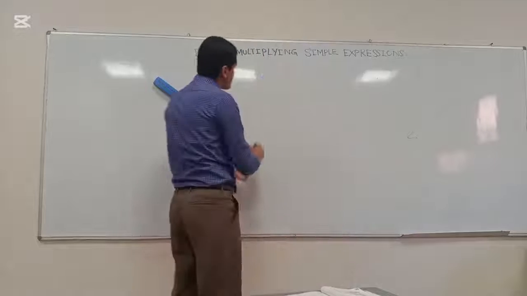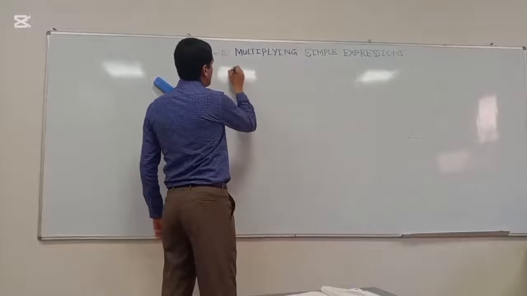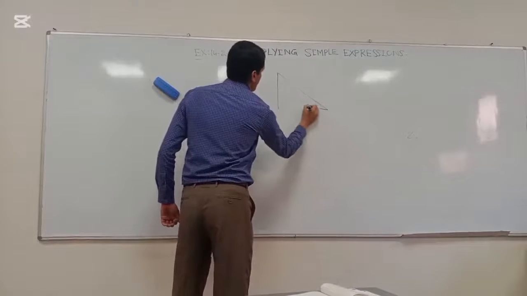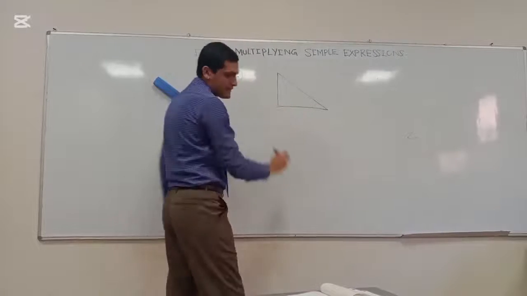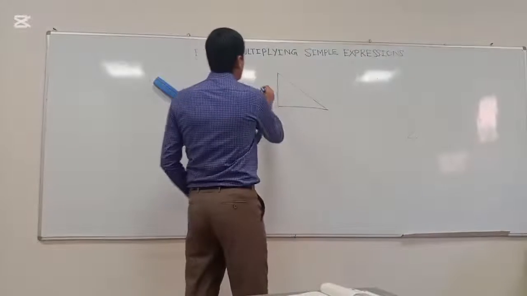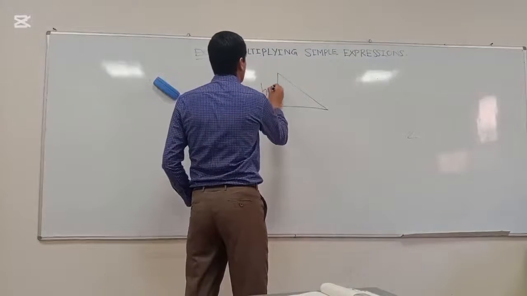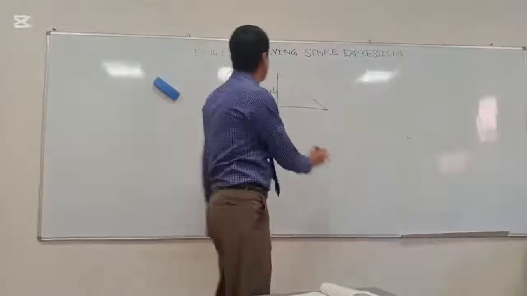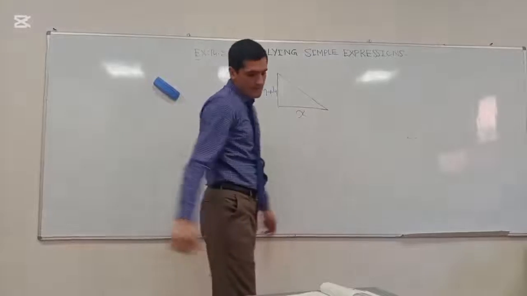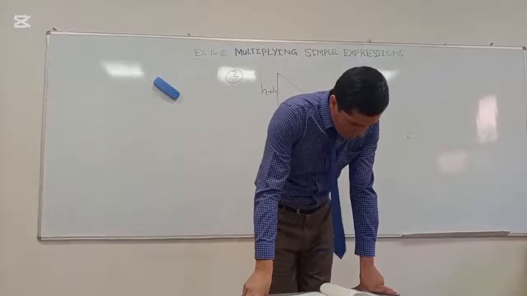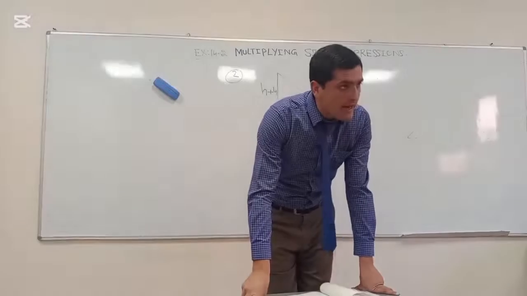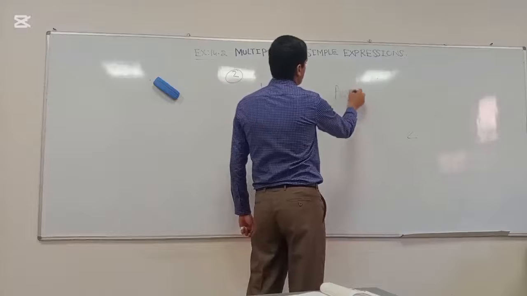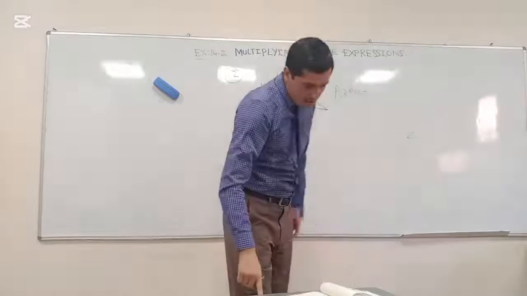Problem number 2. This is a triangle whose height is h plus 4 and the length is x. That's it. The following right angle triangle has an area given already. The area of this is 5h plus 20.